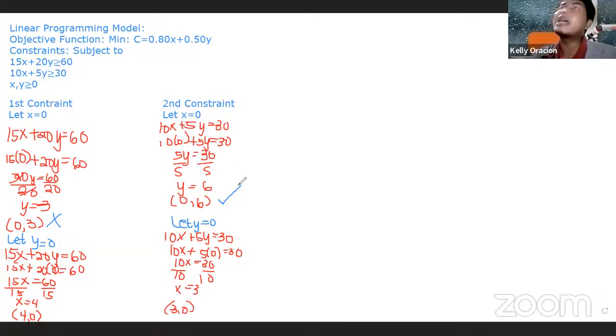Again, now for minimizing, pipiliin nyo yung mas malaki. For maximizing, piliin yung mas maliit. Sa kabila naman, sa baba, mas malaki ito kesa nito. Yan. So, our corner points are the following. Kulangan pa ng isa. We have 4, 0, at saka 0, 6. And then, kulangan pa ng isa.